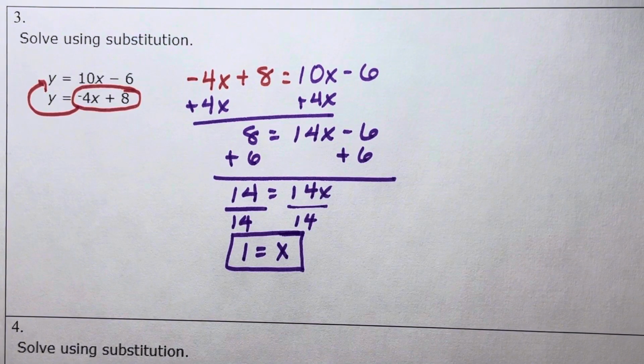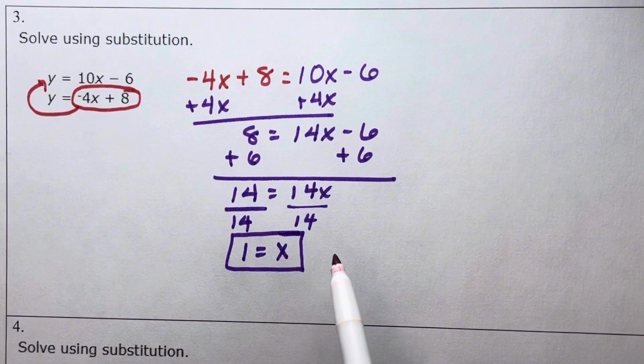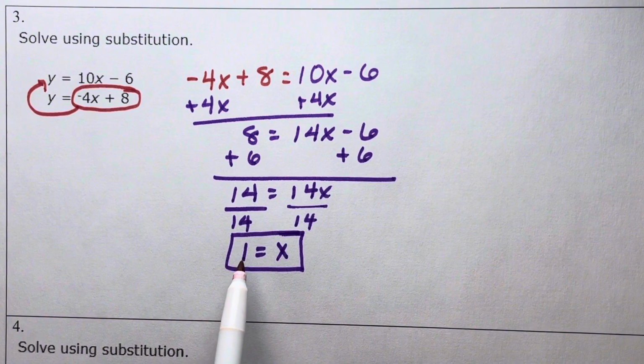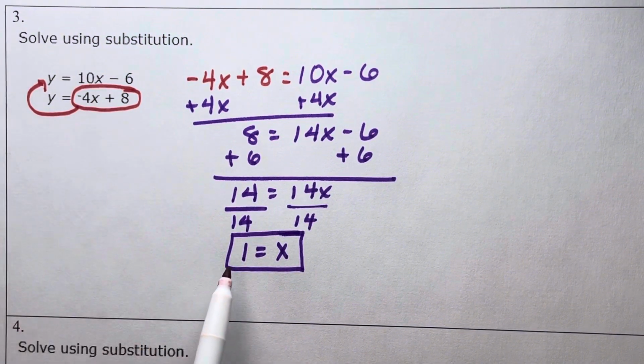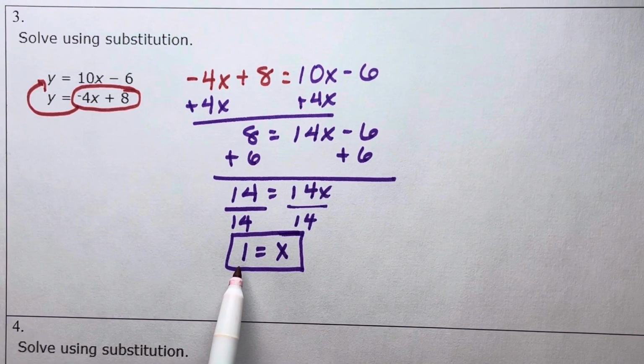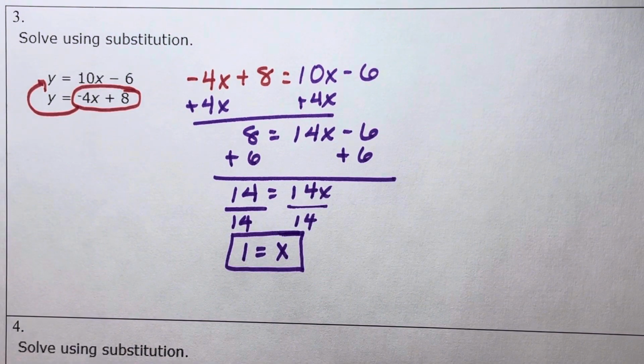Okay, now that we know what x is equal to, let's go solve for y. And this is new for us. Step 4 says that we're going to replace the x in the circled equation with the value that we just found, and then we will use that information to solve for y. Let's see what that looks like.